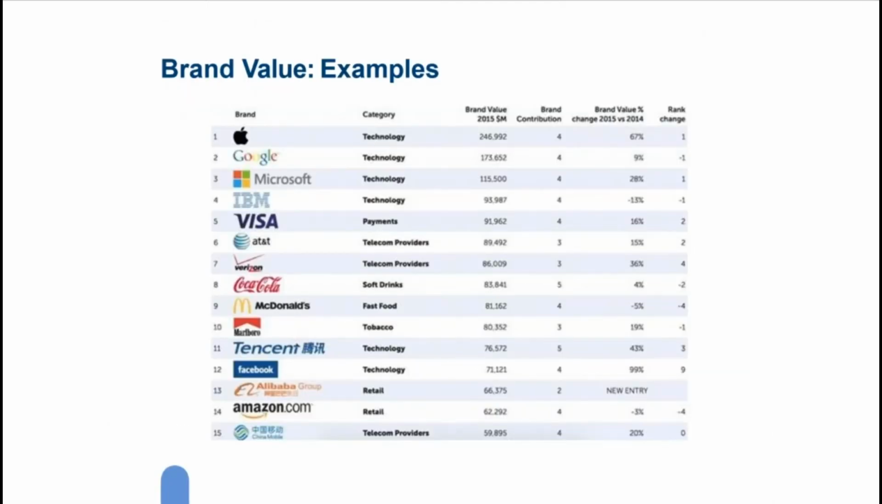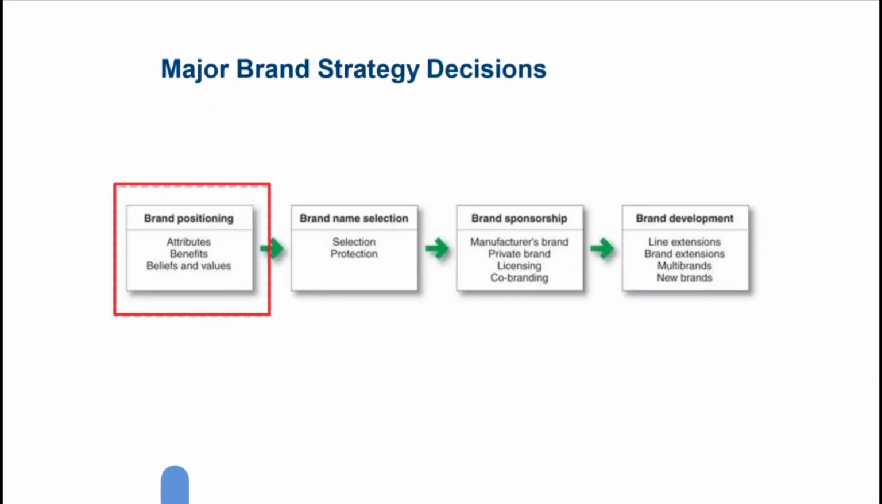So here are some brand value examples expressed in dollars. This is what you gain through increasing your brand equity. Another major decision-making process, brand strategy decision-making process. First, brand positioning, brand name selection, brand name sponsorship, and brand development. Brand positioning requires marketers to make a decision over what kind of attributes or benefits and beliefs and values a product should have.